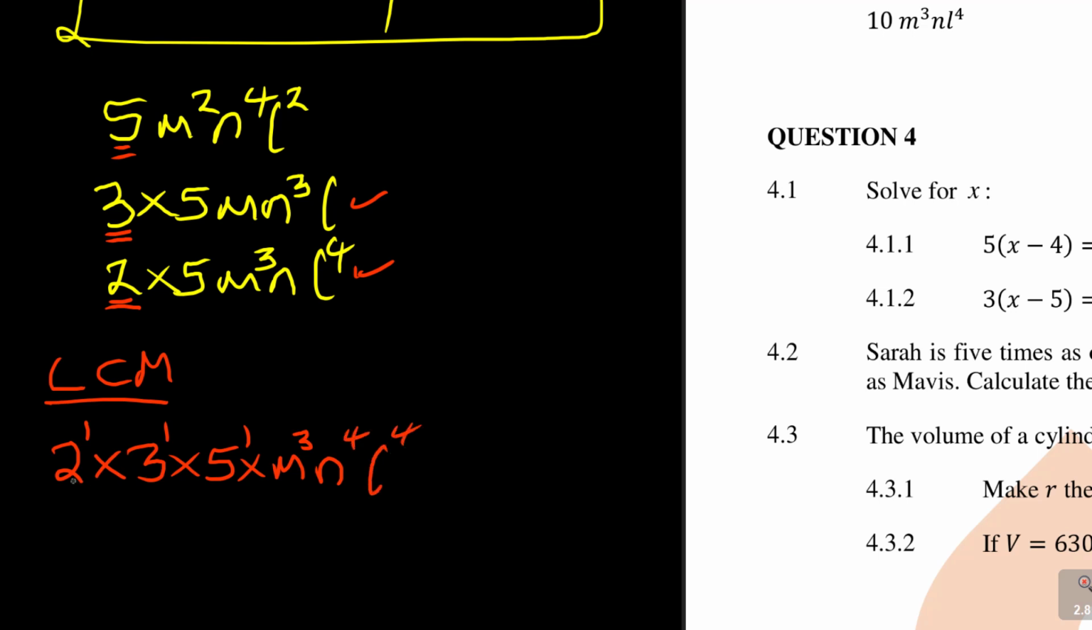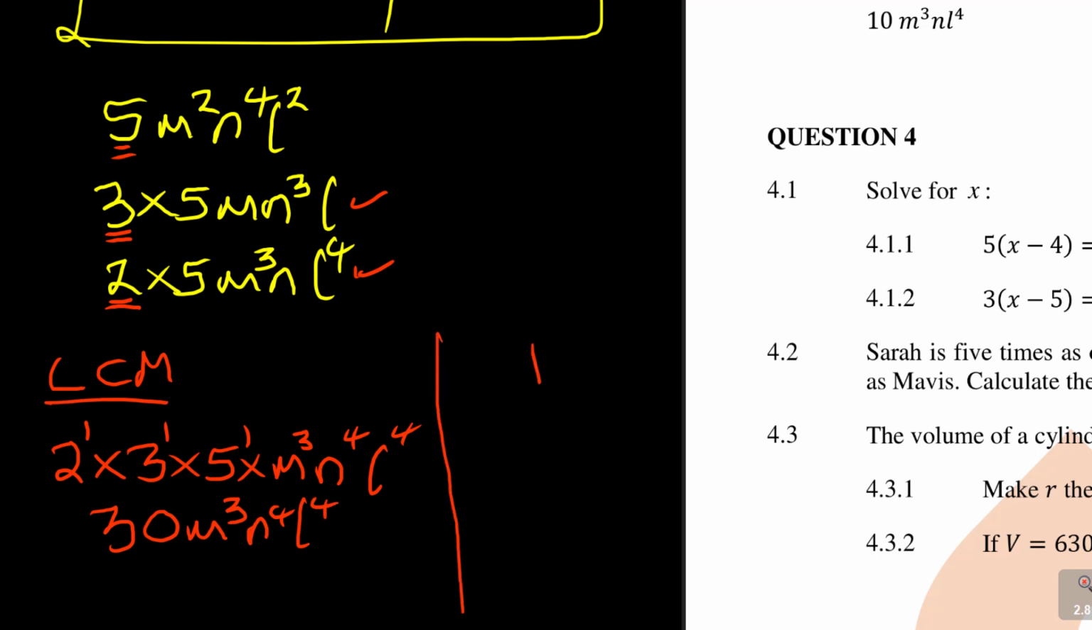Now multiply for me 2 times 3 times 5. What do I get? 2 times 3 times 5, because it's 2 to the power 1, 3 to the power 1, 5 to the power 1. 30. It's 30. So the answer is 30m cubed n4 L4. I'm going to come back to this on the LCM and HCF.